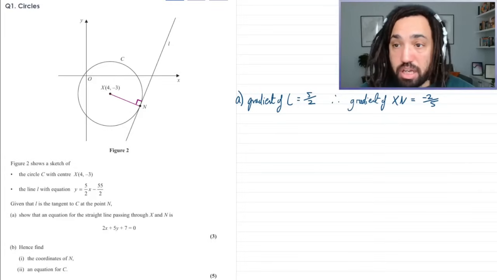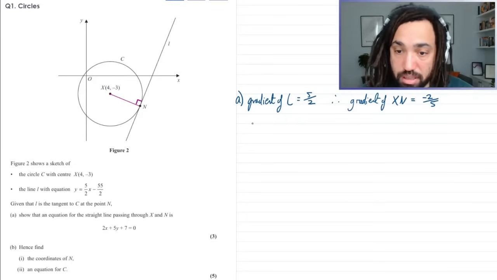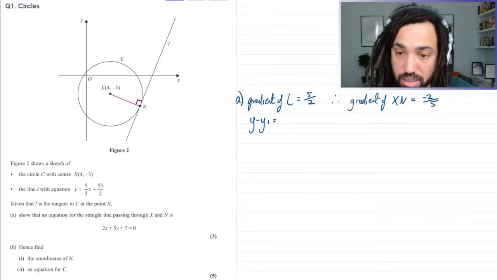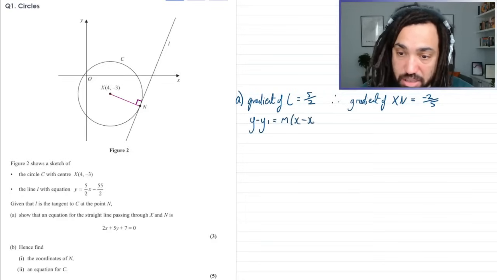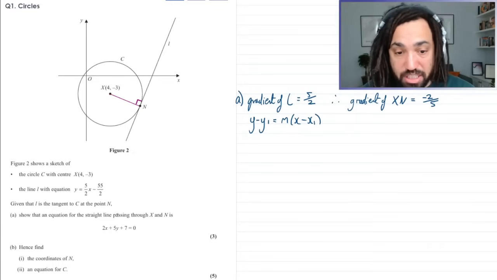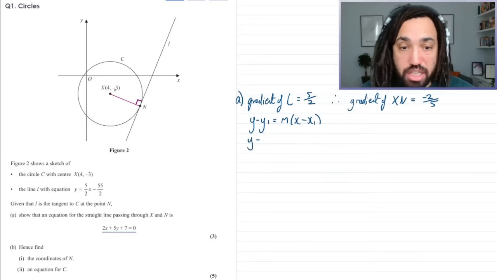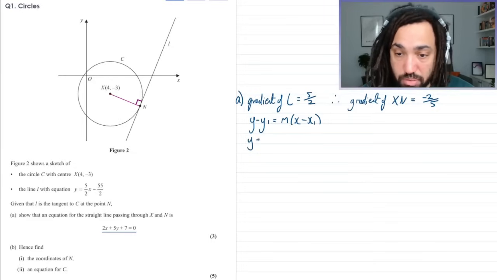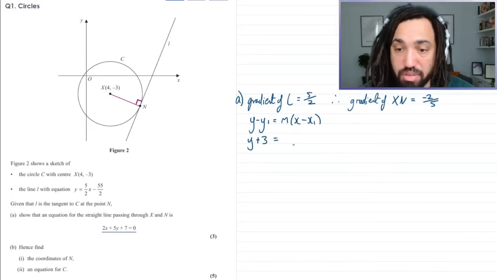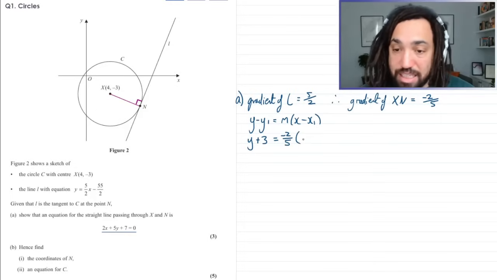Okay, and we also know a point. We know this point here is on the line XN, so we can use our formula for a straight line, which is y minus y1 equals m(x minus x1). You could use y equals mx plus c, of course, but this one I think is a bit better, particularly when you want it in this form, and I'll show you why. So we do y minus the y value that we know, which is minus 3. So y minus minus 3 is y plus 3. The gradient is minus 2 over 5, and it's x minus the x coordinate, which is 4.